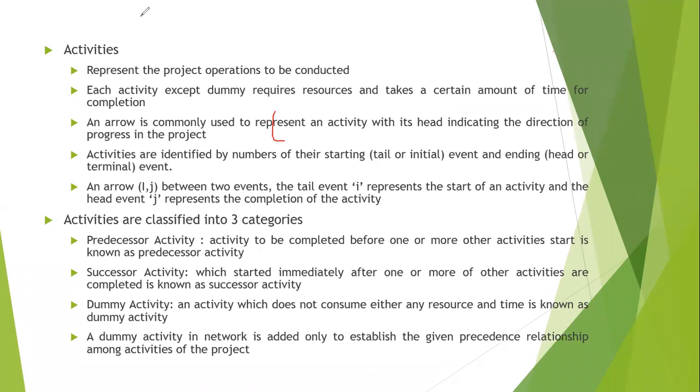I'll draw here. Let's say this is an event. From here two arrows start. And this is an event where one arrow is ending. So this particular part is called the predecessor activity, and this is called the successor activity. So unless and until this completes, a successor activity will not start.